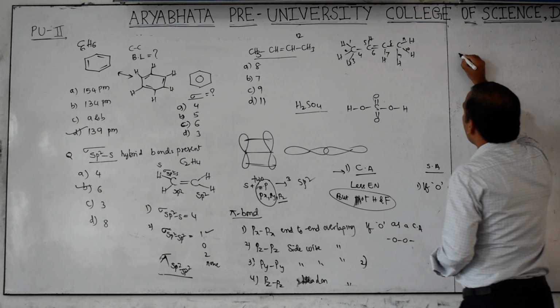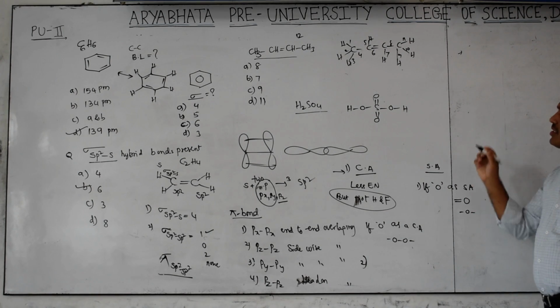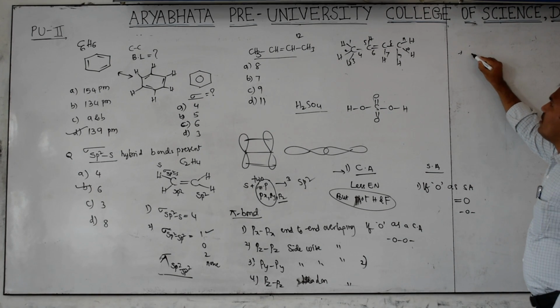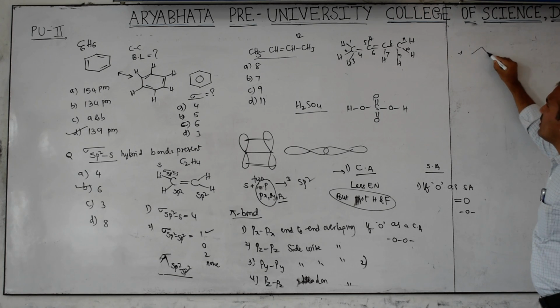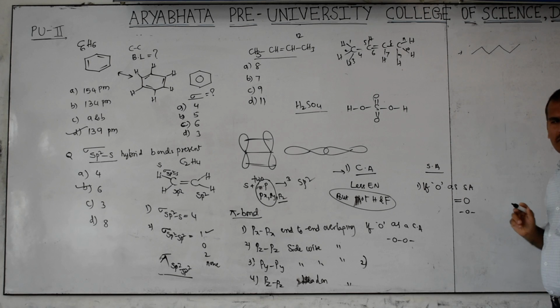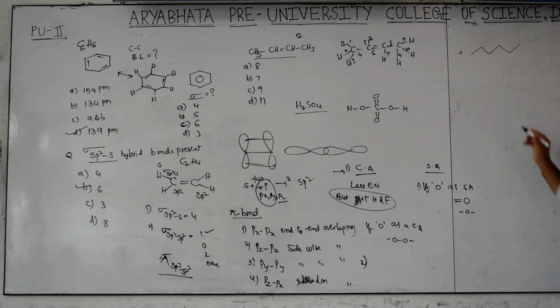So next one, bond line notation. What is it? Zigzag manner. The longest carbon chain should be represented in zigzag. But here, if a double bond is present, then it should be represented from the maximum distance.